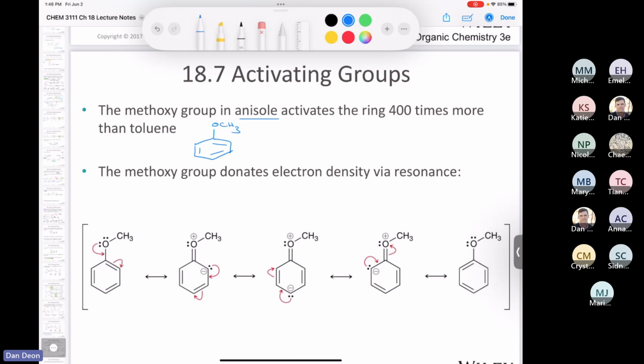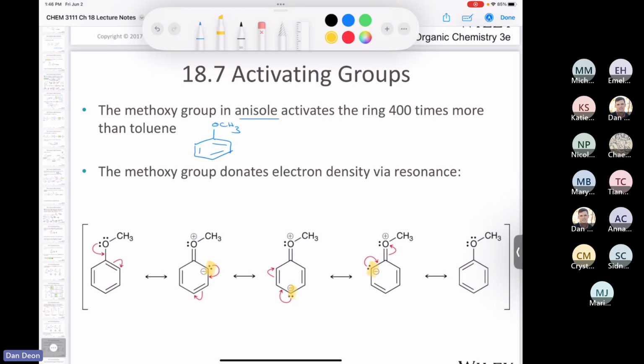This thing is much more reactive. And you could probably guess why, right? If you have the oxygen attached directly to the ring, you can draw these resonance forms where you actually show lone pairs on the ring, right? And that renders the ring a good nucleophile, right?